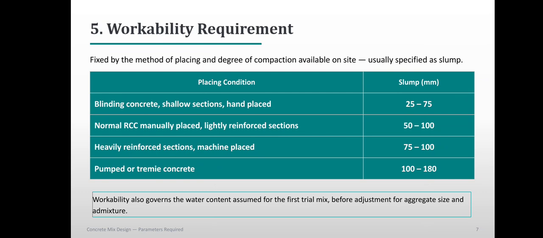Here this table gives the slump value for various placing conditions. For blinding concrete, shallow sections, hand placed, the slump value may be between 25 mm to 75 mm. And for normal RCC, manually placed, and for lightly reinforced sections, it may be between 50 to 100. For heavily reinforced sections and machine placed concrete, it is between 75 to 100. For pumped or tremie concrete, it is between 100 to 180 mm.